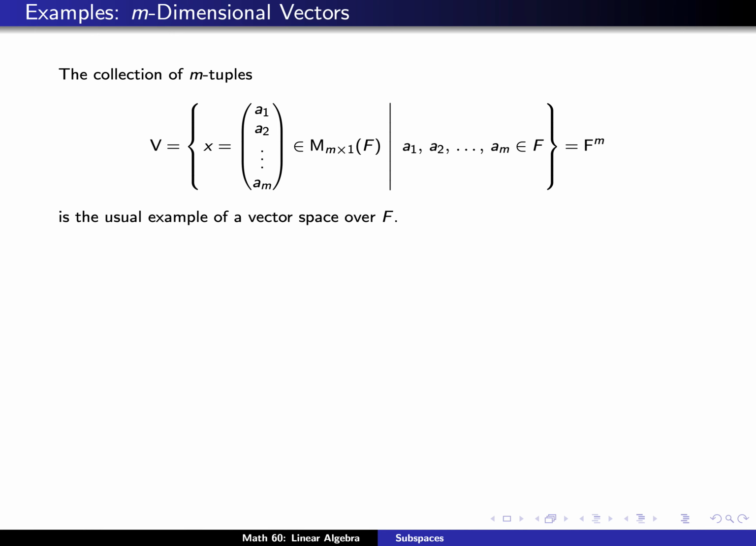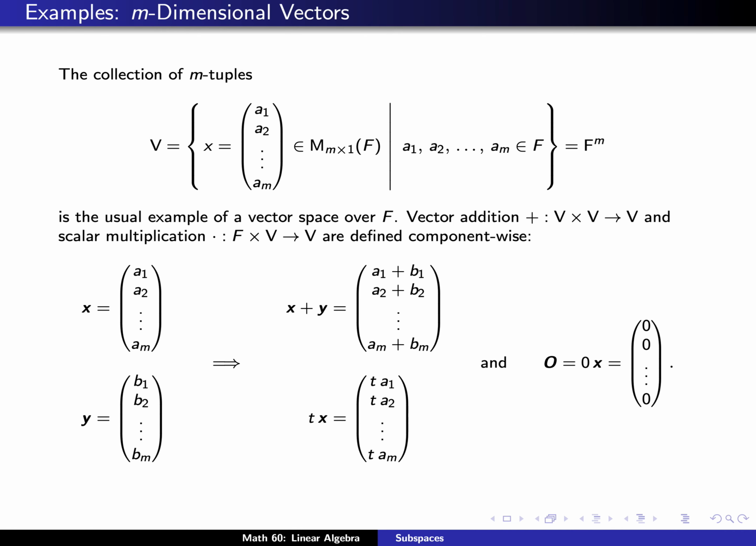Let's go over some examples of this as we did last time. We can consider the collection of m-tuples. This here is an example of a vector space. Remember that the addition and scalar multiplication are both defined component-wise, as you see here on the screen. This is our usual standard definition of a vector space.